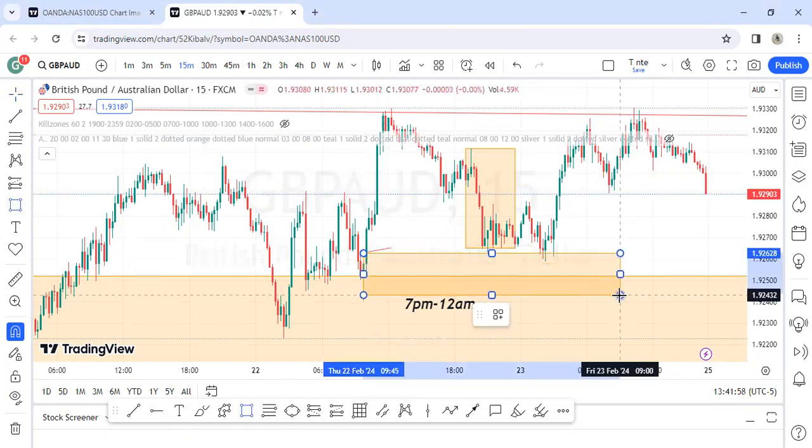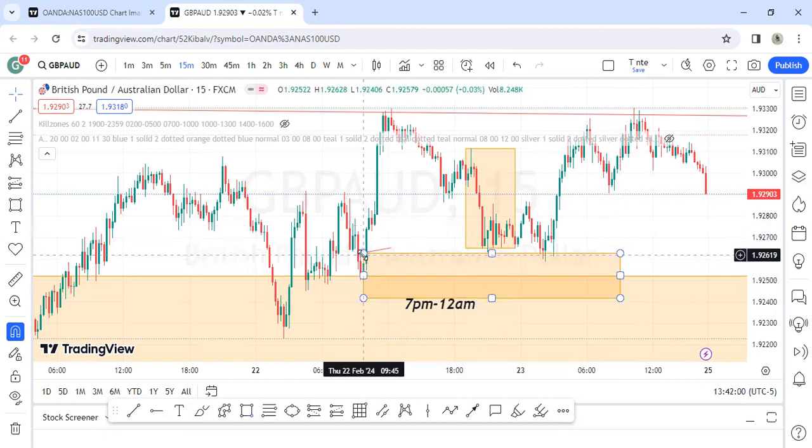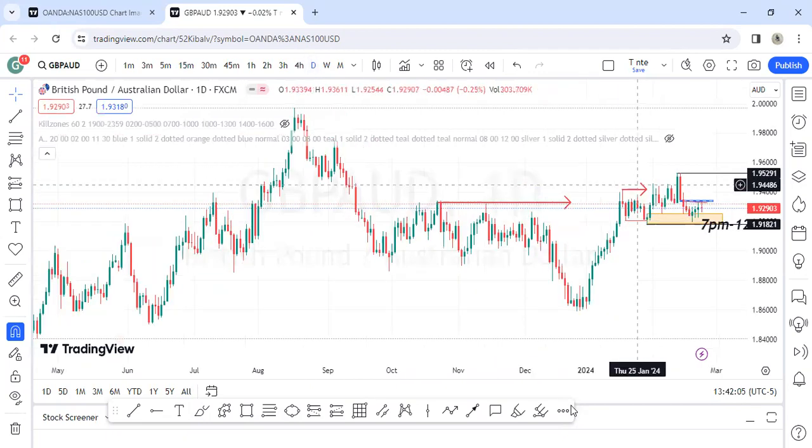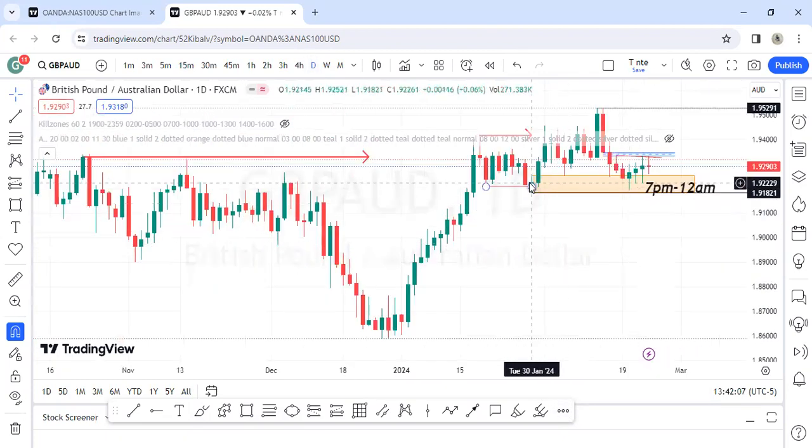The market actually hits a demand zone after. Remember what we have on the daily chart. So let's go to the daily chart again. You can see we had that demand zone on the daily. So the same thing also happened on the 15 minutes as well.